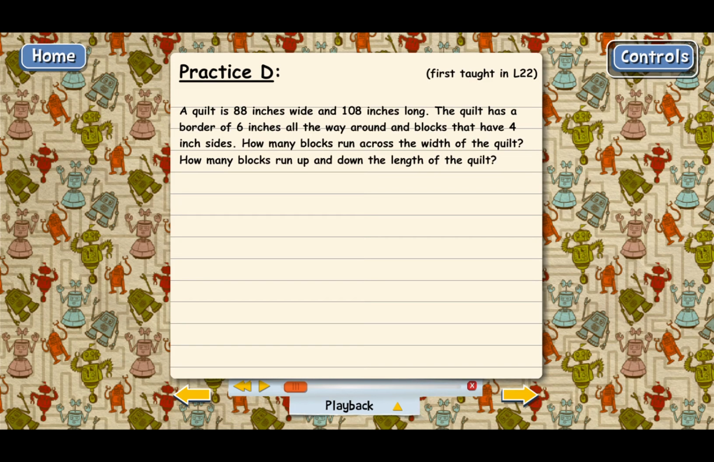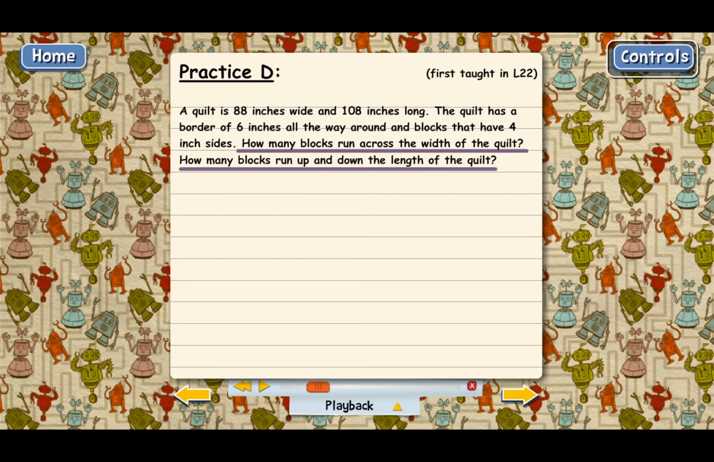On this problem, we have a quilt which is 88 inches wide and 108 inches long, and then there's a 6-inch border. And the problem tells us that the blocks on the quilt have 4-inch sides. And to figure out how many blocks run across the width and the length, what we have to do, it's a little bit tricky, is we have to subtract out from the width and the length the border.